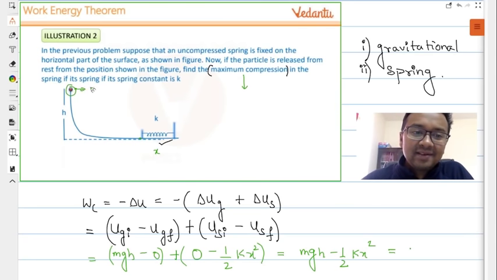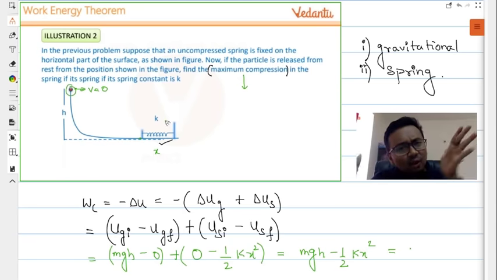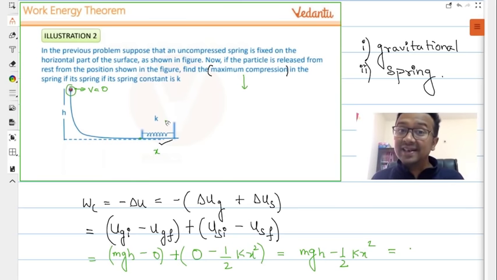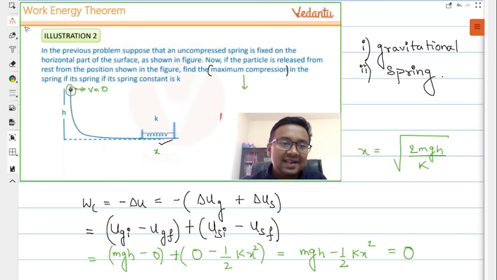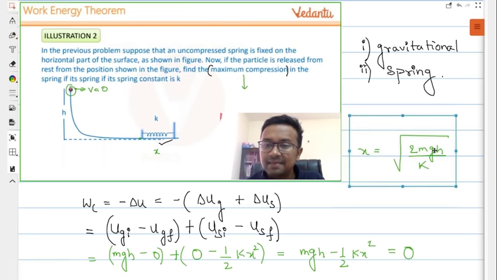At this point here, velocity is 0. And finally, when it is compressing the spring and then going finally to stop, there also it is at rest. So the final velocity is also 0. Then the change in kinetic energy, my dear students, is going to be equal to 0. Now, from this information, we will have to calculate the value of x. So x is going to be nothing but root over 2mgh upon k. That is, my dear students, the max compression in the spring.